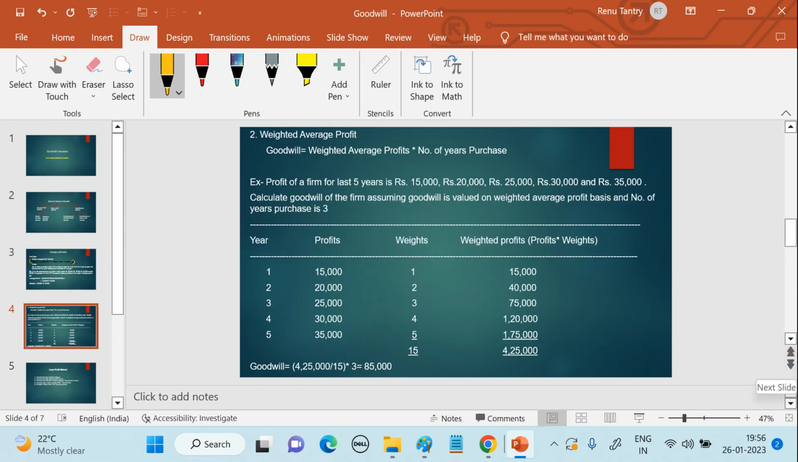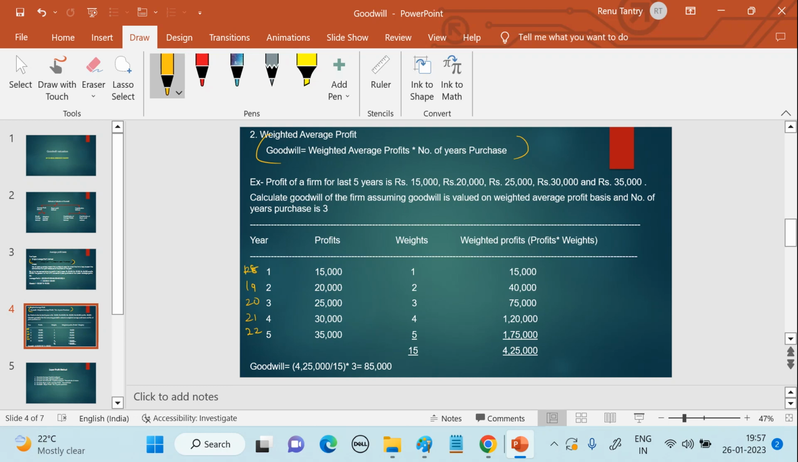Weighted average profit method, the difference is instead of taking the average profit, you're going to take weighted average profit. Now, what is weighted average profit? Simple. Weighted average profit means we assign weights to the profits. Why are we assigning weights? We are assuming that the most recent year, in the past there are 5 years. The most recent year would be the 5th year. Like this might be 22, 21, 20, 19, 18.